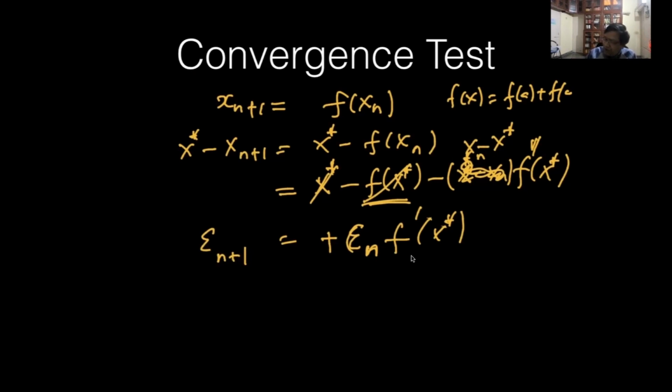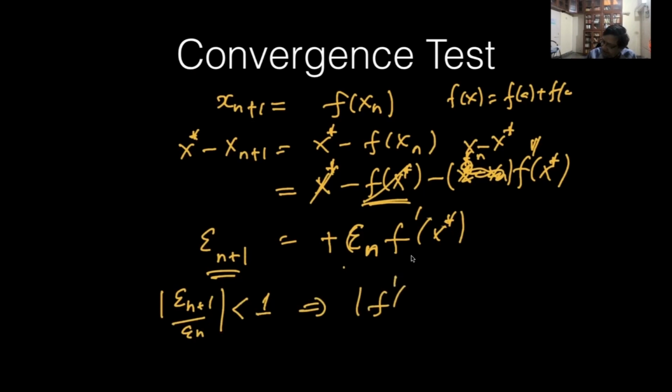Now I want epsilon n plus 1 to be less than epsilon n, correct? Modulus wise, the error could be changing sign, but I want the modulus to be less than 1. So I want the modulus of epsilon n plus 1 divided by epsilon n to be less than 1, which implies that the modulus of f prime of x star must be less than 1. Okay, so that's the condition.